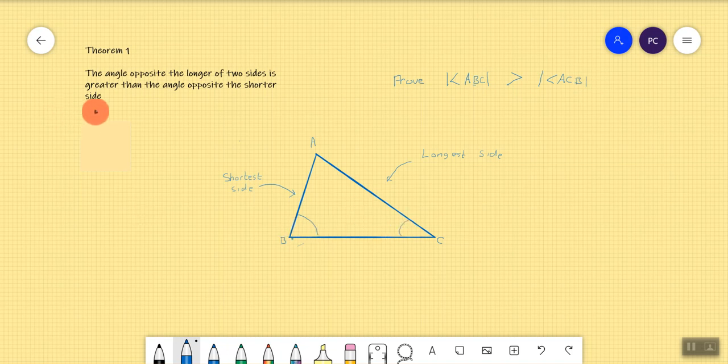And a proof, or a theorem, is basically a structured, logical way of proving that something is the way that it is. In this case, we're trying to show that this angle is bigger than this angle.